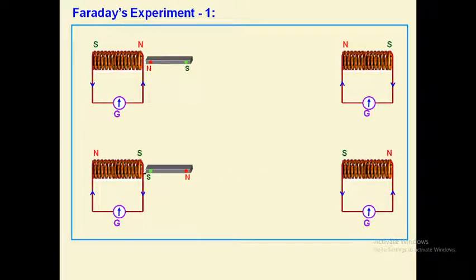In the second example also, you can see the animation. When the magnet was moving, there was current in both the coils. But the thing to notice here is, in the coils, the direction of current is just opposite to each other.